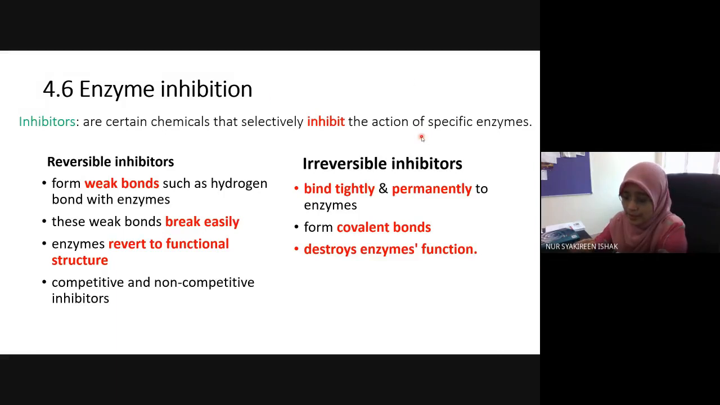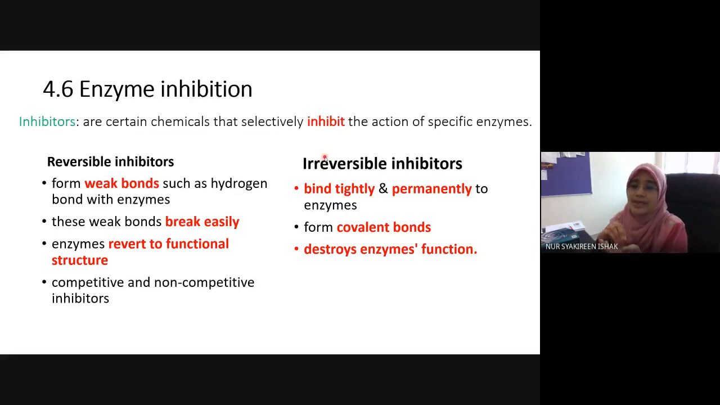As you know, enzyme action is really specific. It means that it can only catalyze specific reactions. It binds to a specific substrate. So in this case, to inhibit the enzyme, they also require specific inhibitors. Yes, specific inhibitors will inhibit the action of certain enzymes. And you can classify the inhibitors into two types, which are reversible inhibitors and irreversible inhibitors.